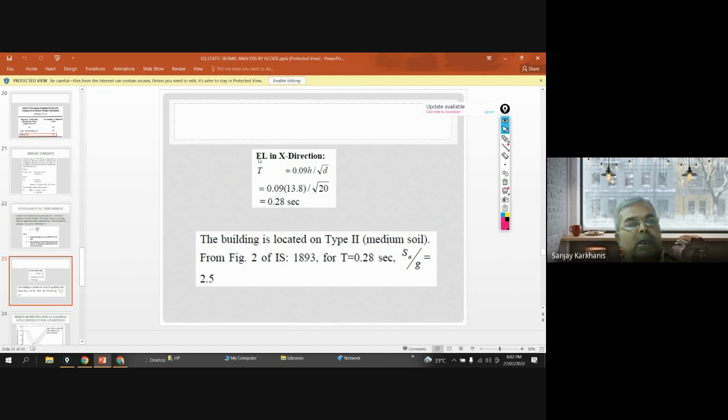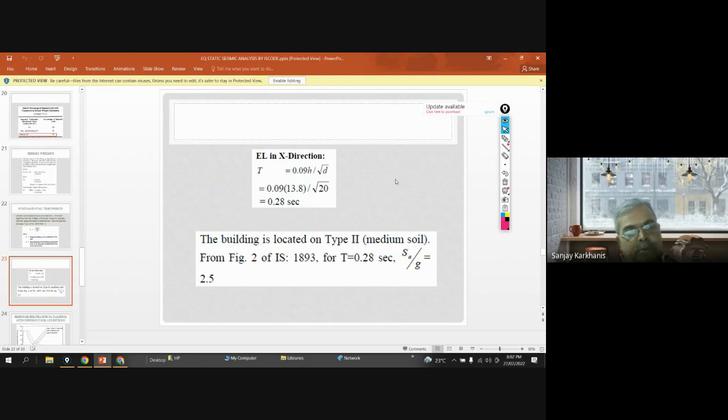earthquake time period in x direction. See here 0.09 h or root d. So root d means root of 20 in x direction. So it is coming out to be 0.28 seconds. Clear?